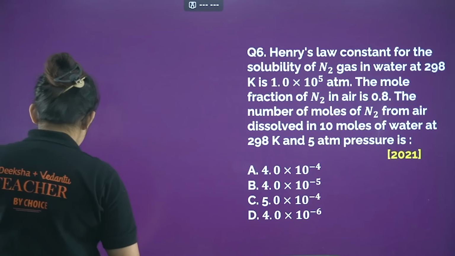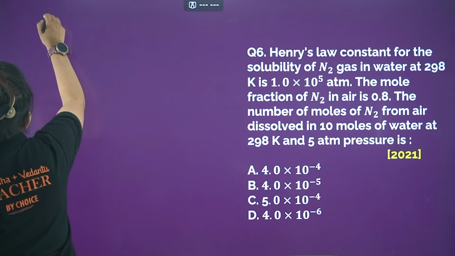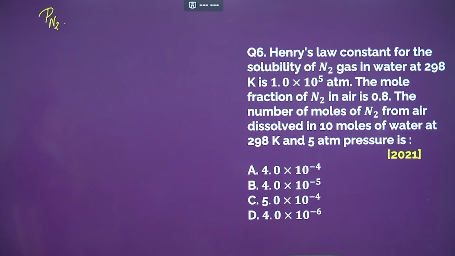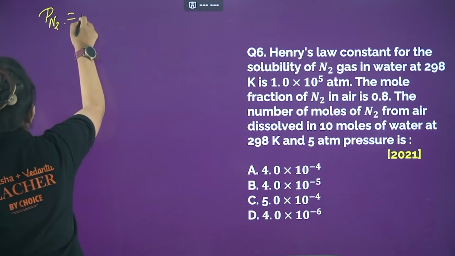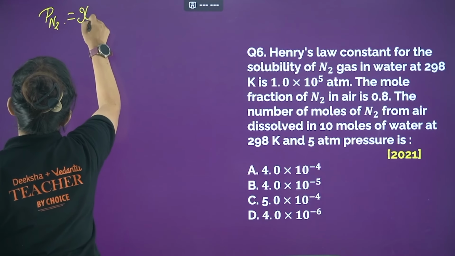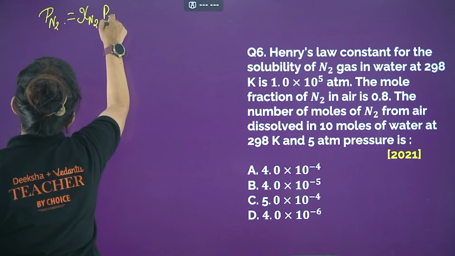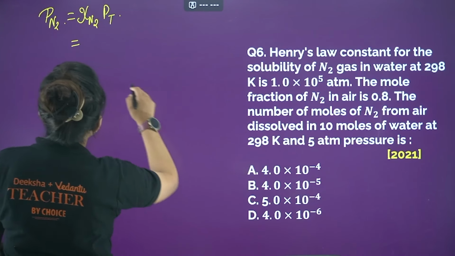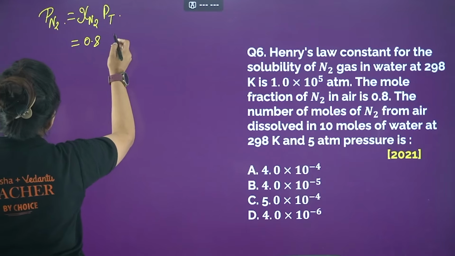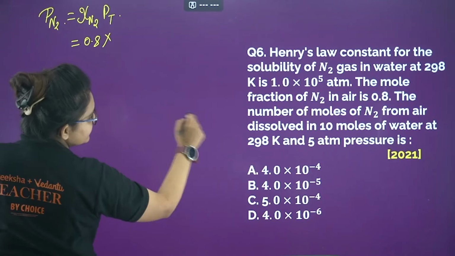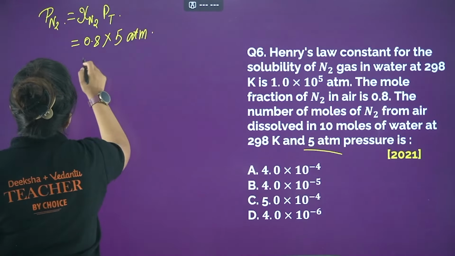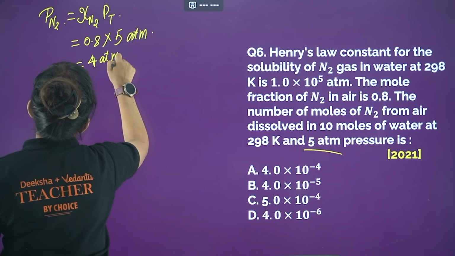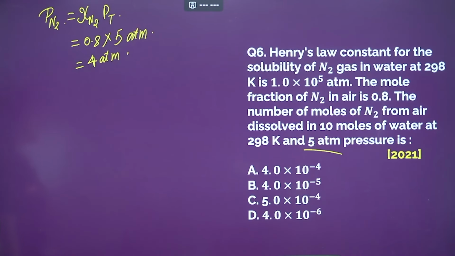Okay, so how should we target it? At first we have to find out the partial pressure of N2. So the partial pressure of N2 is nothing but the mole fraction of N2 into the total pressure. Okay, so from here just put the value over there. What is the value? 0.8 is given here. 0.8 is the mole fraction of N2 into the total pressure given, 5 atmosphere. Okay, so if you simply calculate it, it will come as 4 atmosphere, right? It will come as 4 atmosphere.